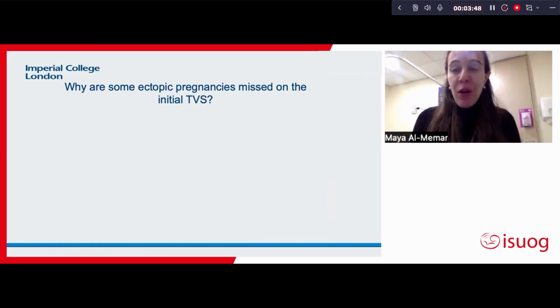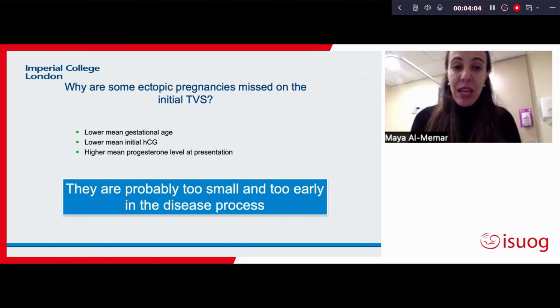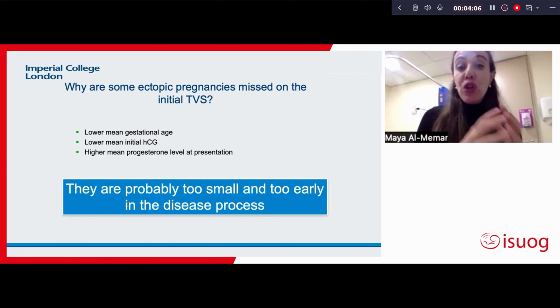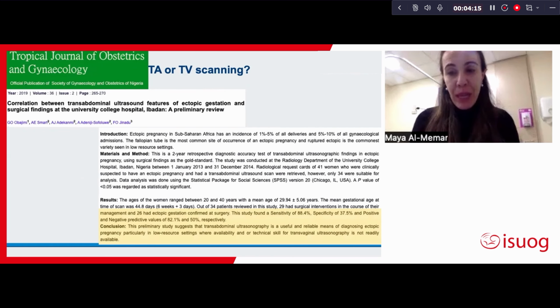And so the question was, why are some ectopics missed on that initial ultrasound scan? And very simply, the data tells us that these ectopics tend to have a lower mean gestational age, a lower mean initial HCG, and a higher mean progesterone level at presentation. And so they're probably just too early and too small in the disease process to be seen, and are often identified later on subsequent imaging.